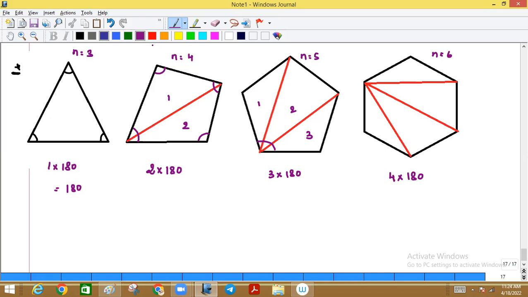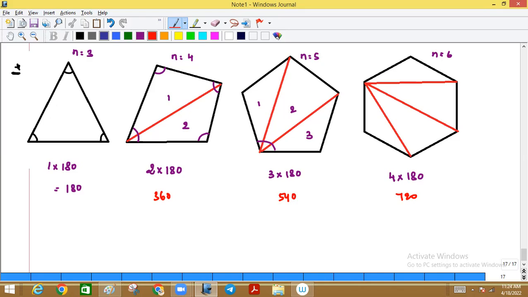I told you 18 table is very, very important. 360, 540, 720. Right? Now you can see for a 3-sided figure, it is 1 into 180. For a 4-sided figure, it is 2 into 180. For a 5-sided figure, it is 3 into 180. For a 6-sided figure, it is 4 into 180. If I ask you what is the sum of interior angles of a decagon, deca means 10-sided figure. So for a 10-sided figure, what is the sum of interior angles?